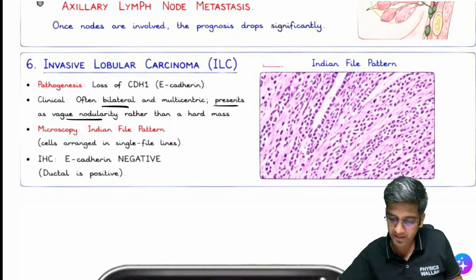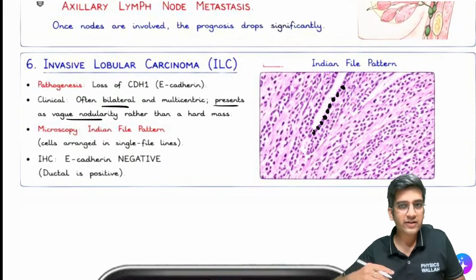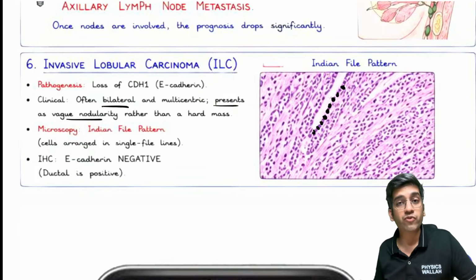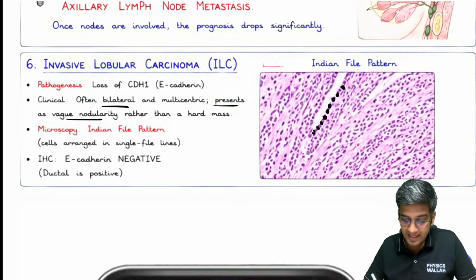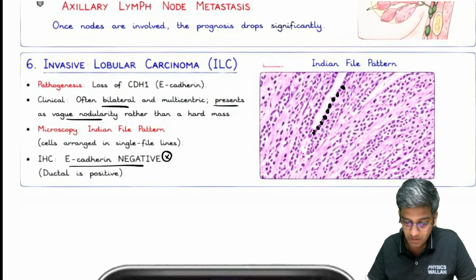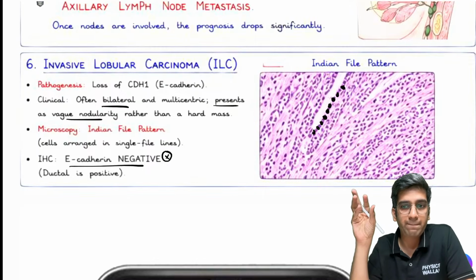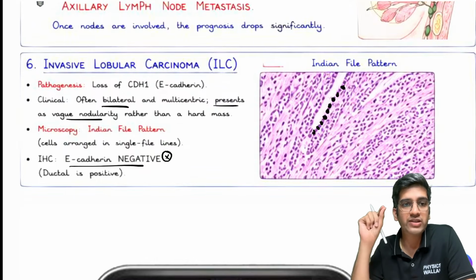Microscopy, the classical finding is the Indian file pattern, where the cells go one behind the other, like Red Indians. There will be no tubules. They cannot form tubules because there is no adhesion at all. Single file cells, and E-cadherin is negative. It's important. In IHC, we always look for positivity, right? Here we look for negativity. If it's negative for E-cadherin, I know that CDH1 is lost, so it's diagnostic of an invasive lobular carcinoma.